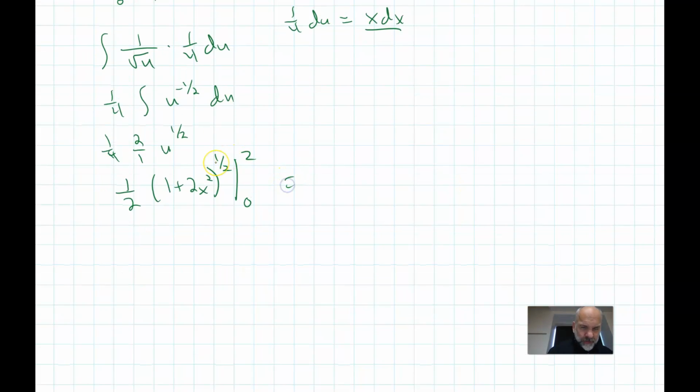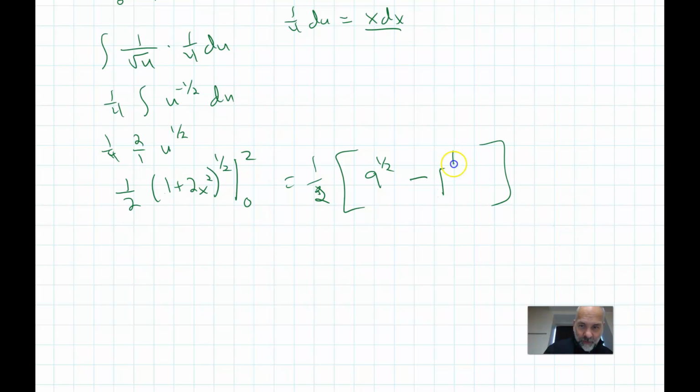So plug in 2. And so there's a 1/2 in front. I can just do that times everything at the end. Plug in 2. I got 4, 8, 9. Ooh, that's cute. 9 to the 1/2 minus, plug in 0 and you get 1, to the 1/2. And so that's 3 minus 1, which is 2. Yeah, times 1/2. I'm getting that the answer is exactly 1.